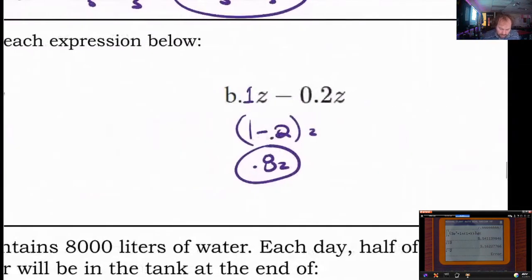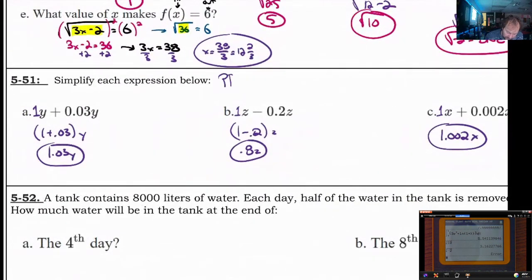This is an important preview problem for what's going on in Chapter 5. So keep this one in the back of your mind, because we will be doing this a lot with multipliers of exponential functions.